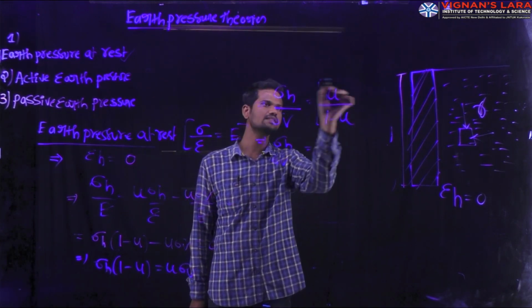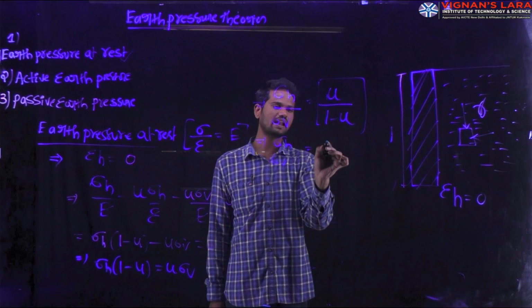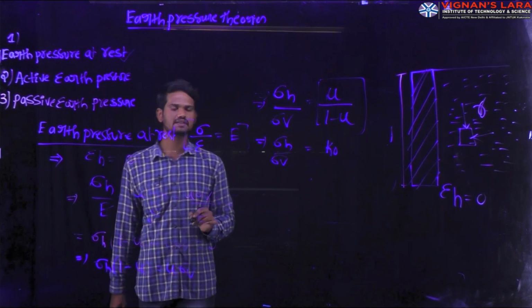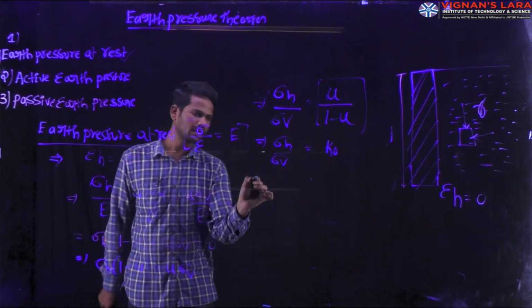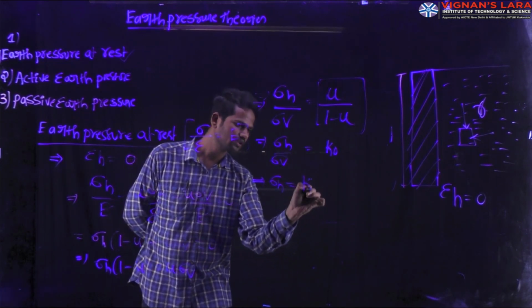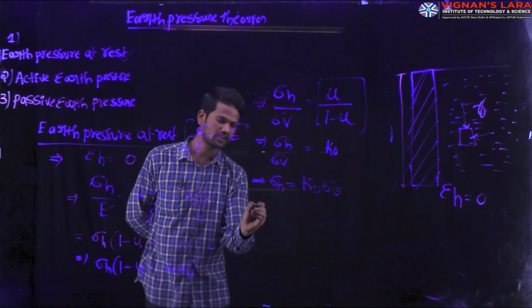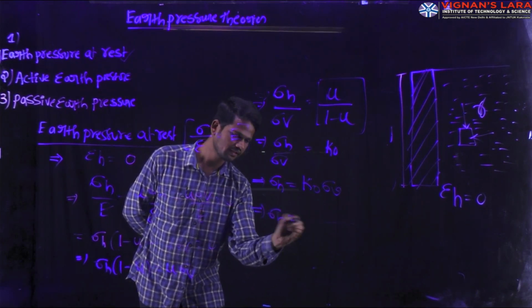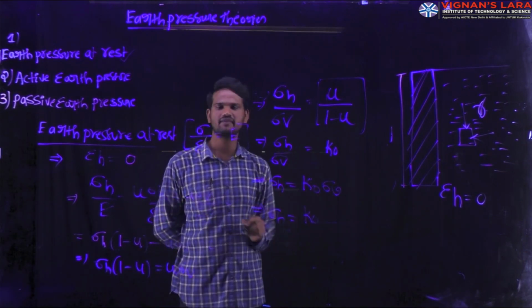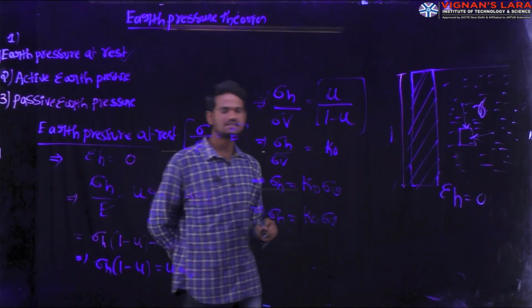We are naming this the coefficient of earth pressure at rest condition, and we denote it as K naught. Again, if you observe here, the horizontal pressure sigma h equals K naught into sigma v, where sigma h is the horizontal pressure, K naught is the earth pressure coefficient at rest condition, and sigma v is the vertical pressure acting on the soil element.